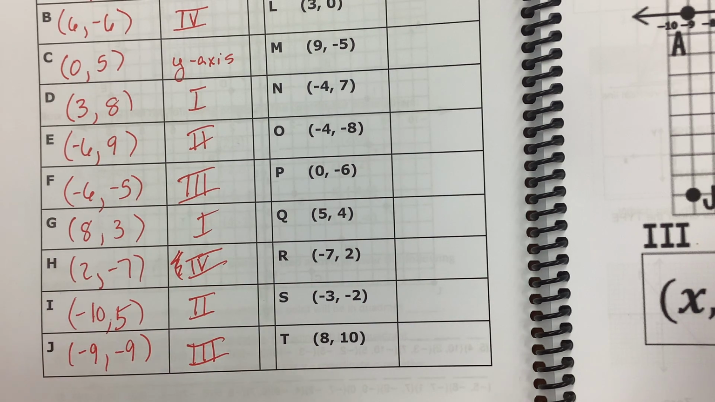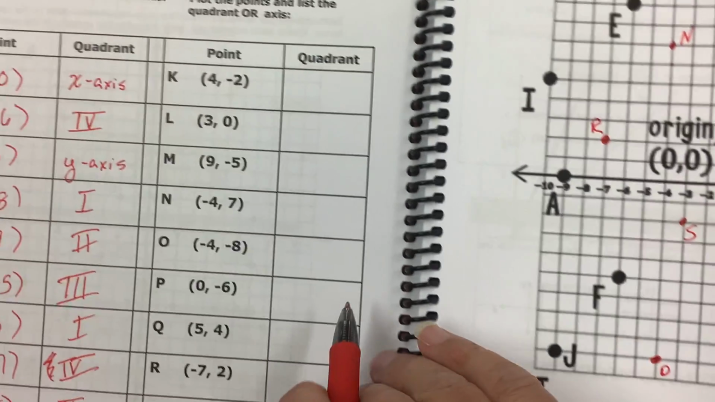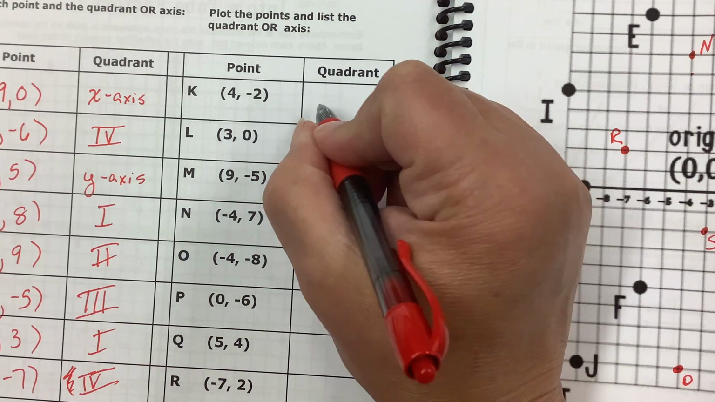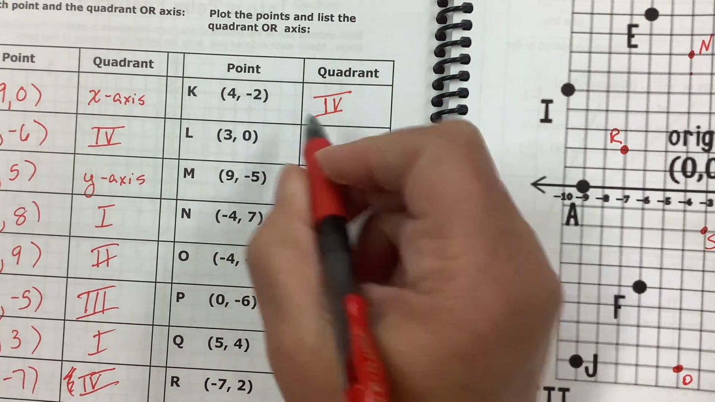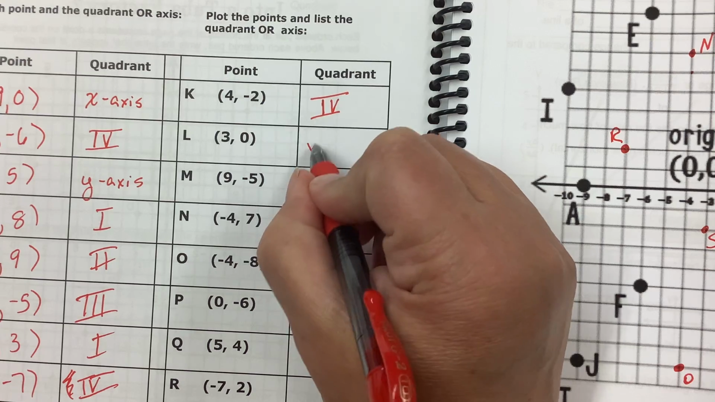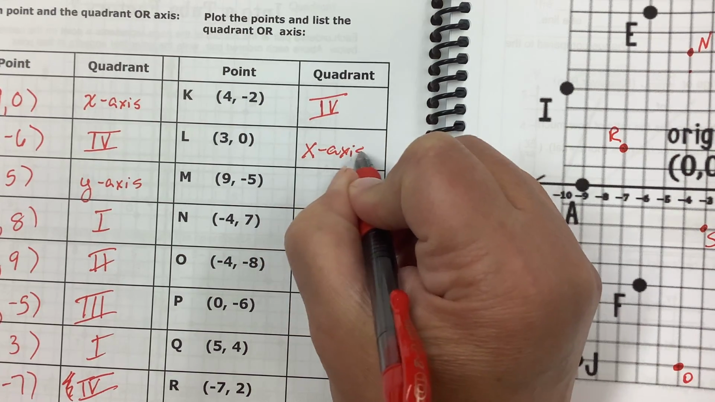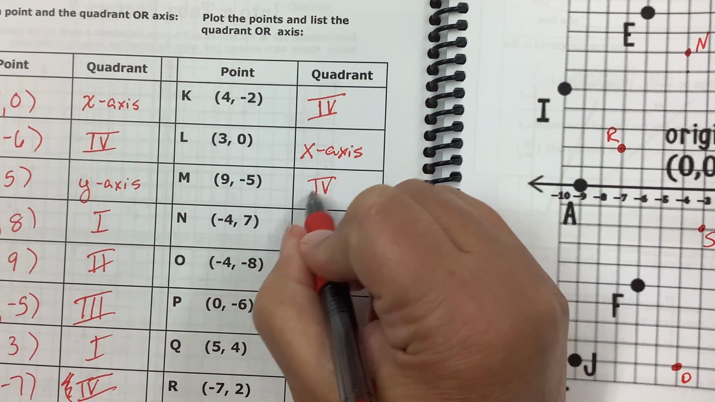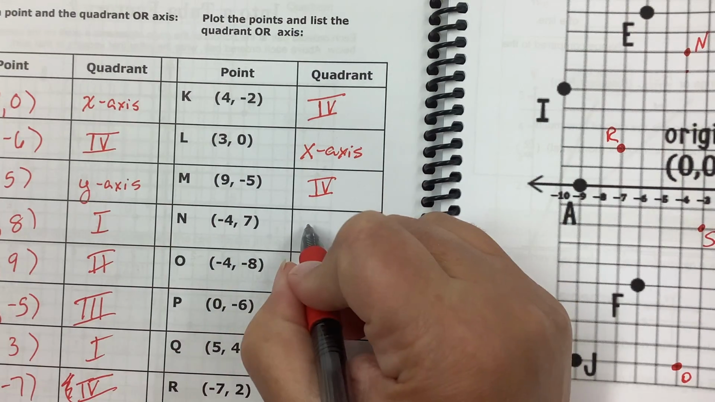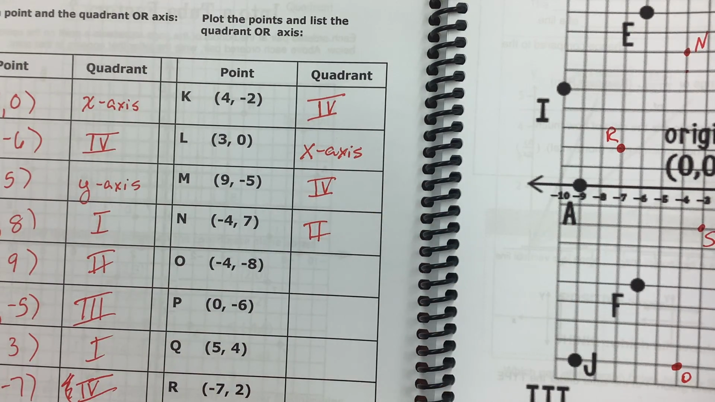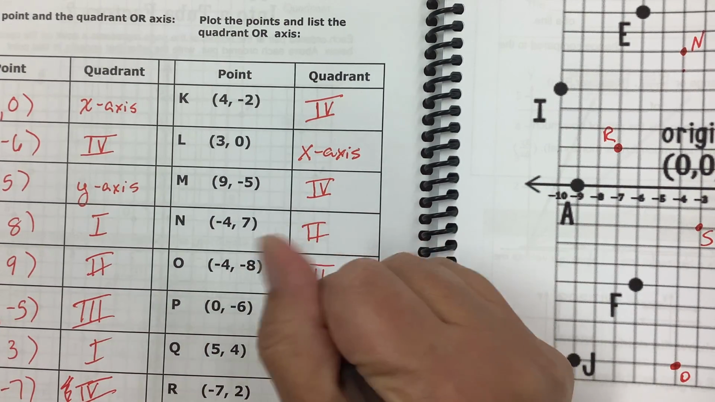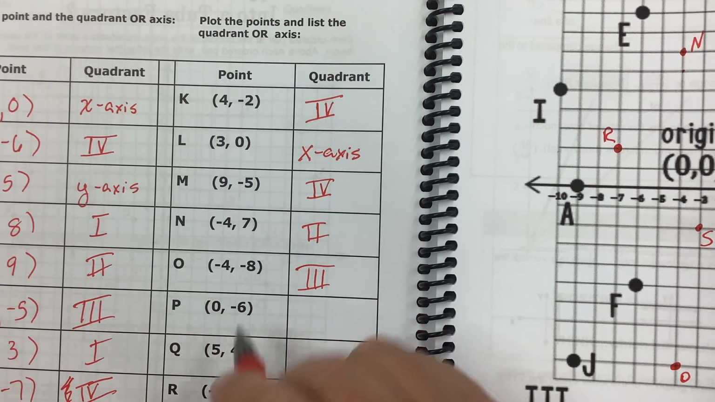Okay, now to look at the points that we just graphed. K is already graphed, it is in quadrant 4. L is on the x-axis. M at 9, -5, also quadrant 4. -4, +7 is in quadrant 2, letter N. Letter O is in quadrant 3. P is on the y-axis.